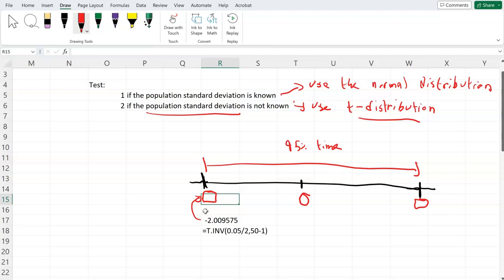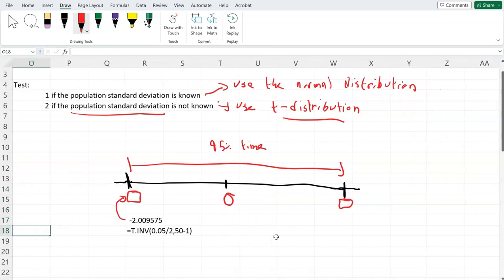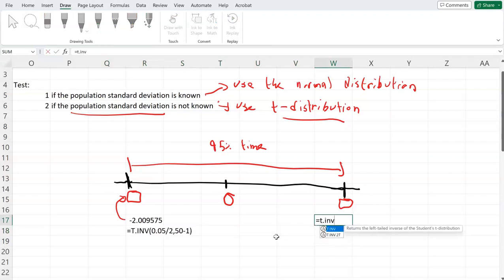But what I can do is convert the distribution I have into the t distribution and use this value as my lower bound. Then my upper bound would be the same thing, since it's a symmetric distribution. So I would write equals t.inv, probability 0.05 divided by 2, degrees of freedom is 50 minus 1.